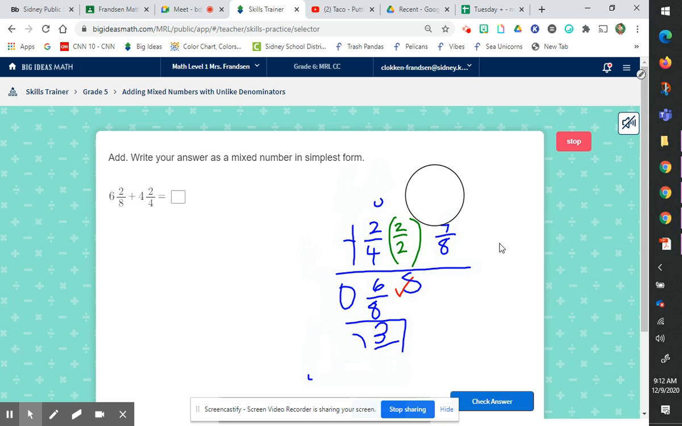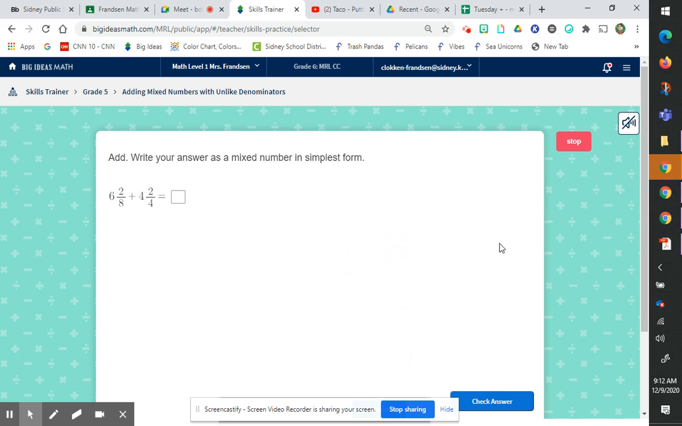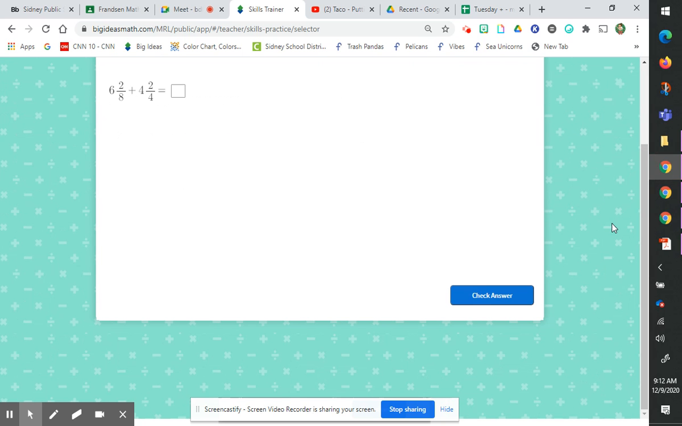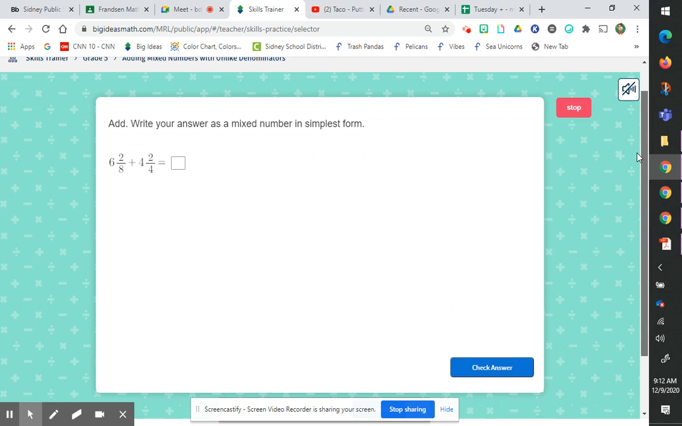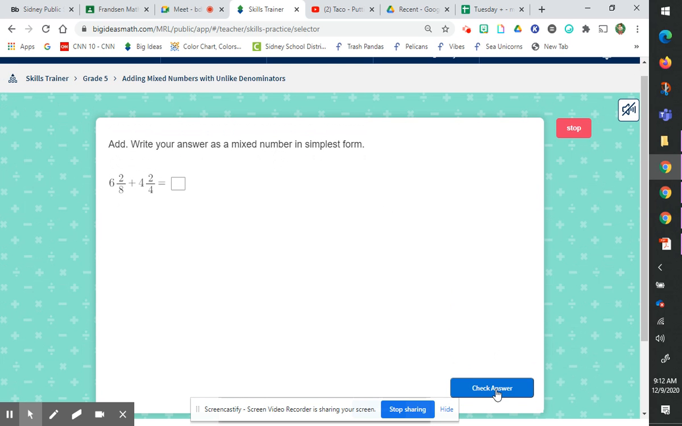Okay, let's do our next question. Let's see if I can find the next button. Oh, yeah, it did say check answer, but I'm not doing that. Will it let me go to the next one without checking? Okay, here's your next one. It says 4 and 5/8 plus 2 and 5/6.